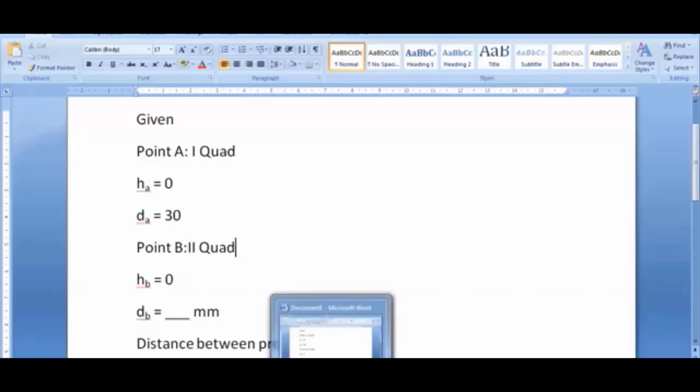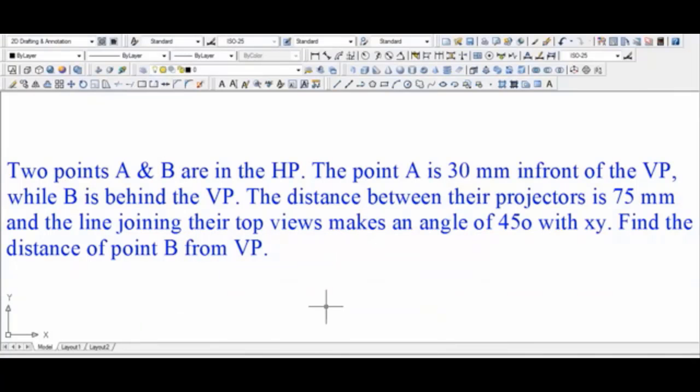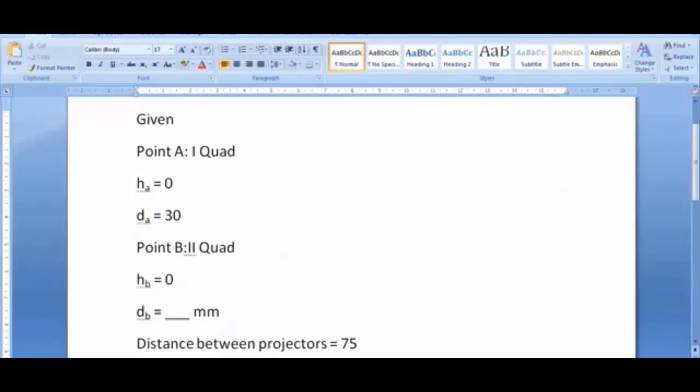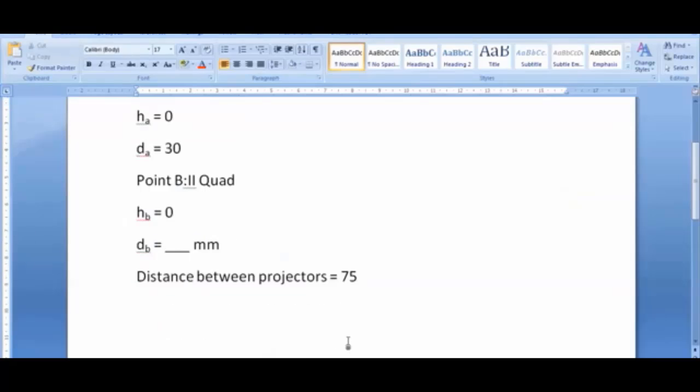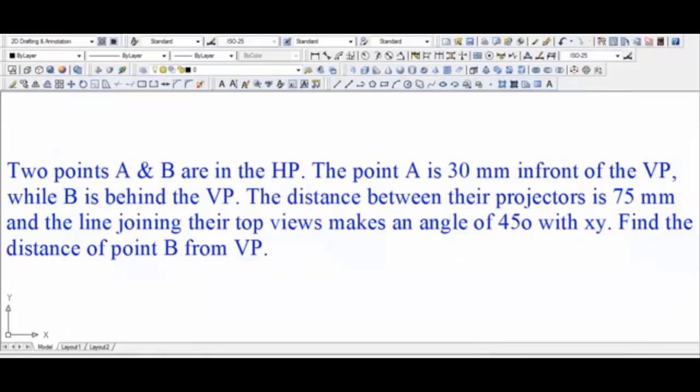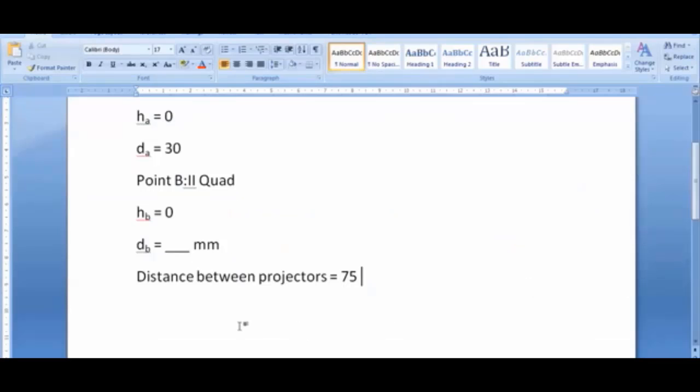Let us read it further to extract some more data. The distance between their projectors is 75 millimeters. Do we have some more data? The line joining their top views makes an angle of 45 degrees with the XY line. Oh, this is pretty interesting. This is the condition which we've got to use and incorporate in our drawing.